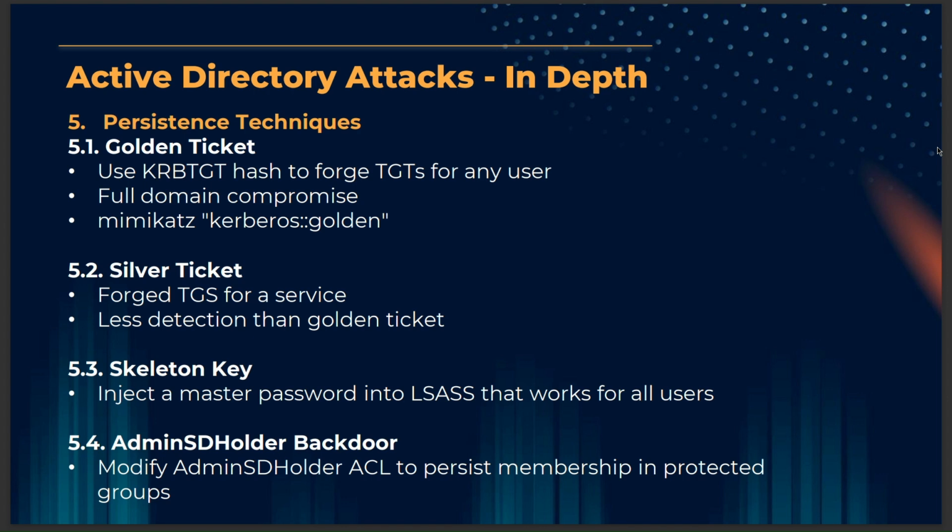Persistence techniques. Persistence is about staying in control. Golden tickets give us unlimited access using the KRBTGT hash, and silver tickets target specific services. Skeleton key backdoors LSASS to allow a master password, and these aren't just theoretical. There are actual APT groups that use these methods in real-world intrusions.